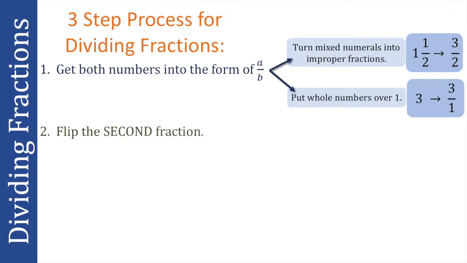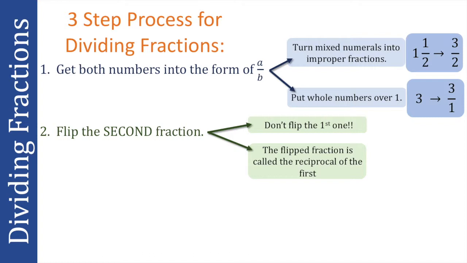Step number 2 is to flip the second fraction. Do not flip the first one. The flipped fraction is called the reciprocal of the first. So if we have 3/5 and we flip it, we get 5/3. 5/3 is the reciprocal of 3/5. Step number 3 is just multiply as usual. So let's try it out.